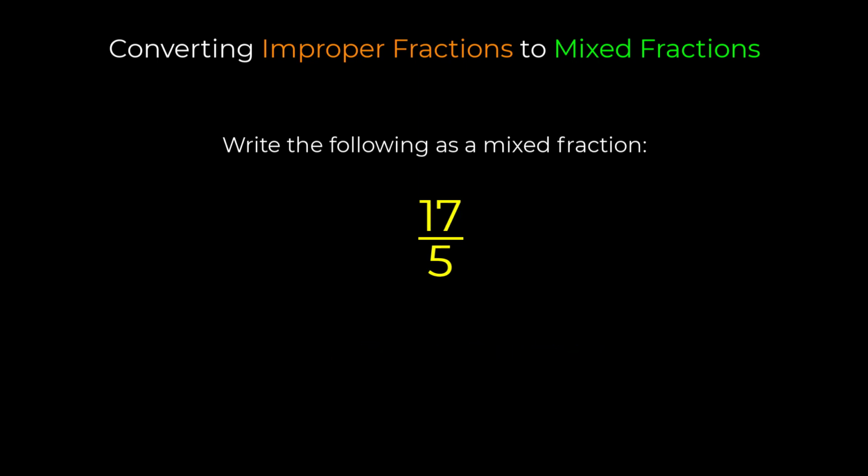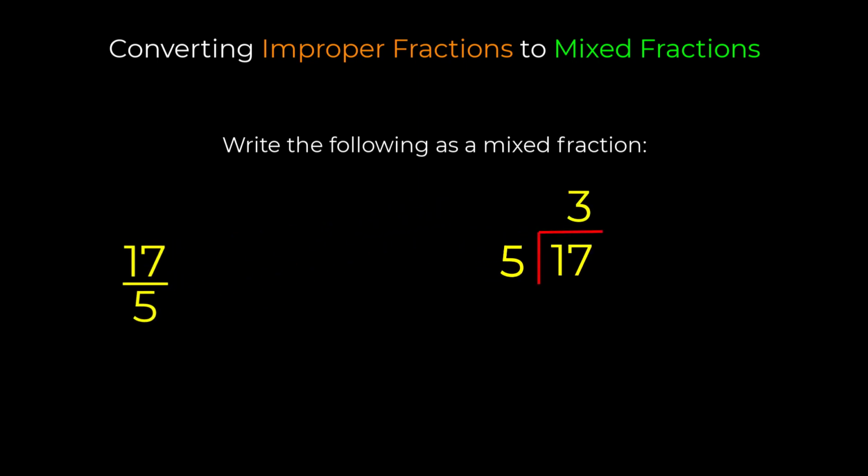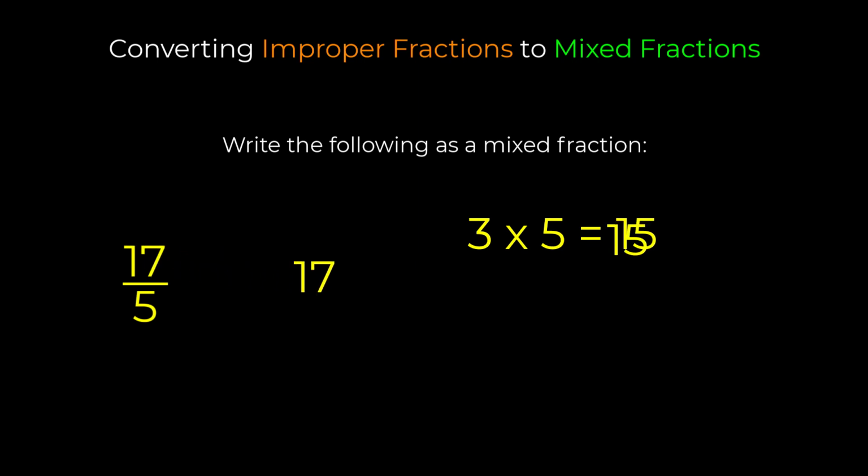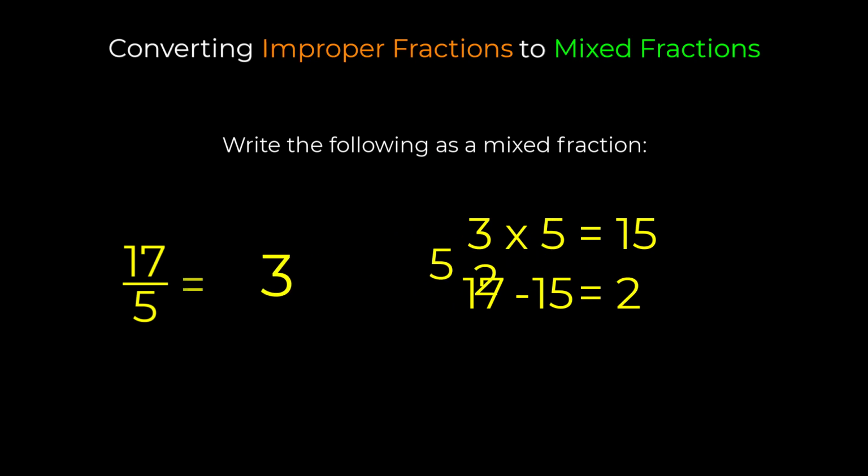Let's work out the answer with long division first. 17 divided by 5 is 3. 3 times 5 is 15. The remainder is 2. The mixed fraction equivalent of 17/5 is 3 and 2/5. Using multiples, the largest multiple of 5 which is less than 17 is 3 times 5 equals 15. The difference between 17 and 15 is 2, so the mixed fraction is 3 and 2/5.